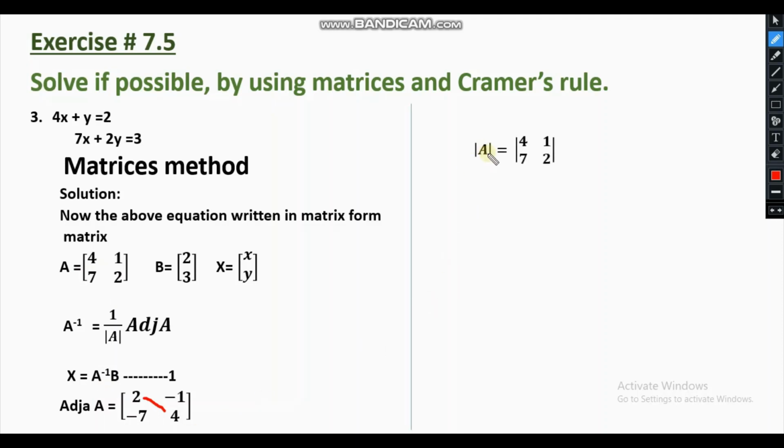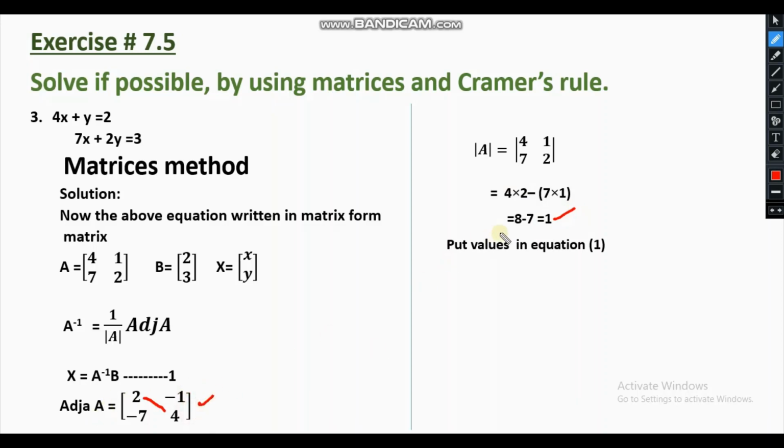Now the determinant of A, mod of A, is equal to the determinant of 4, 1, 7, 2. The leading diagonal is multiplied and the other diagonal is multiplied. So 4 multiplied by 2, minus, and 7 multiplied by 1. So 4 times 2 is 8, 7 times 1 is 7, which is equal to 1. So put the value in equation 1: the determinant of A is 1 and the adjoint of A is this.